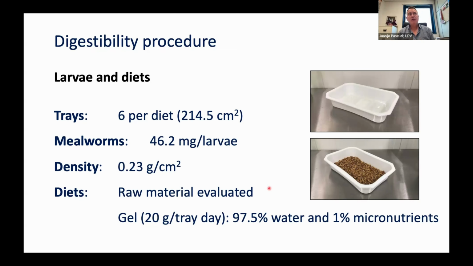In our case, we have used mealworms of 46 milligrams, which are large enough but not pupating during the trial. This is important because if pupae appear, you have a problem. The raw material to be evaluated is placed in the tray, and also 20 grams of agar gel per day and tray, containing 1% of a micronutrient mix from chickens, as a hydration source.